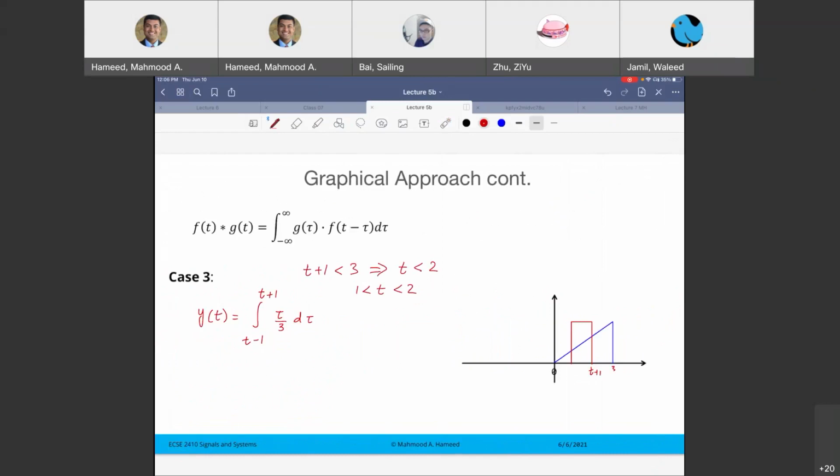Between time 1 and 2, the output y of t is all of that. So what is that? This is tau squared divided by 6. The limits are t plus 1 and t minus 1. I'll let you guys do that. All right, fine. T plus 1 squared over 6 minus t minus 1 squared over 6. Right? So for this, you got that. And I'm sure you can simplify it a little bit more than that. Questions here?